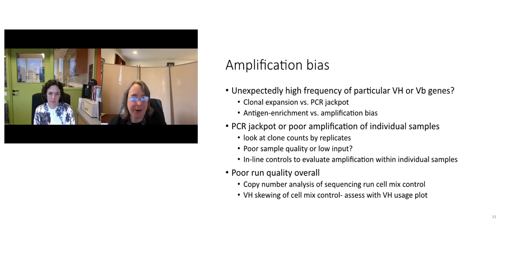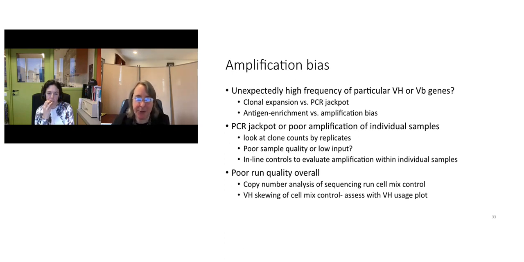With a PCR jackpot, you often see those in samples that have lower clone counts. So one of the really useful things to do is look at the clone counts in your individual replicate sequencing libraries. You may have poor sample quality going into that, or low input amounts. That will also be a scenario where you're more likely to get PCR jackpots. But if it's a global problem with the sequencing run, then you will also see problems with the other controls that you include in your sequencing run. But if it's a problem with amplification within the sample, then an inline control can help you evaluate amplification.